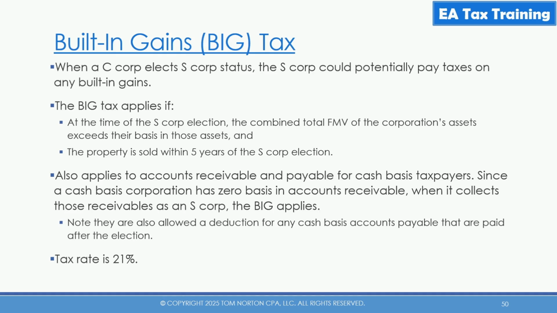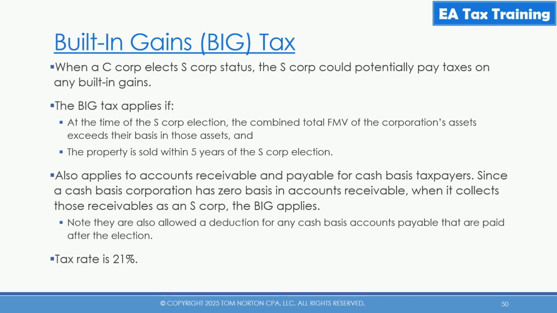So first, the built-in gains tax, or the BIG tax. When a C Corp elects S Corp status, the S Corp itself could potentially pay taxes on any built-in gains. The built-in gains tax applies if, at the time of the S Corp election, the combined total fair market value of the corporation's assets exceeds their basis in those assets, and any of the property is sold within 5 years of the S Corp election. So what we are talking about here is appreciated assets.